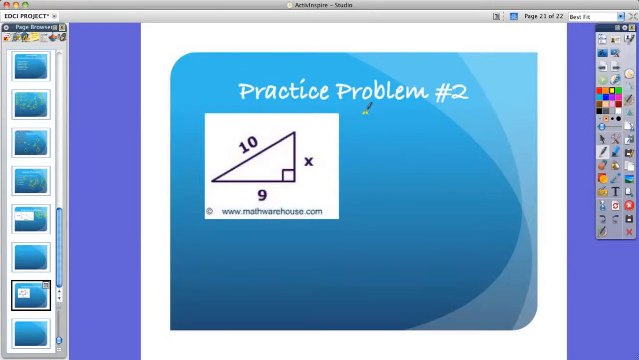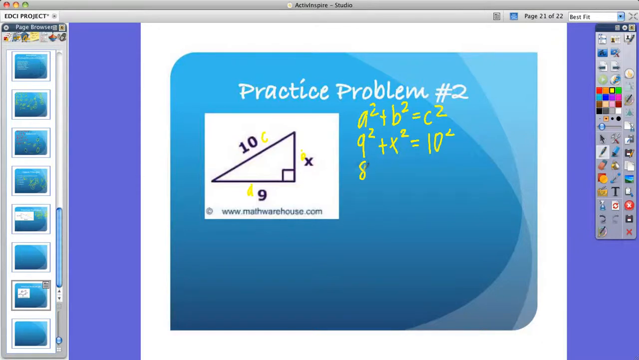Okay, so we know that a squared plus b squared equals c squared. And how do you know that you can use that formula? Because we see a right angle right here. Good. Okay, so we'll have this side be a, this side x is b, and the hypotenuse is c. So a is equal to 9, so 9 squared plus x squared equals 10 squared.